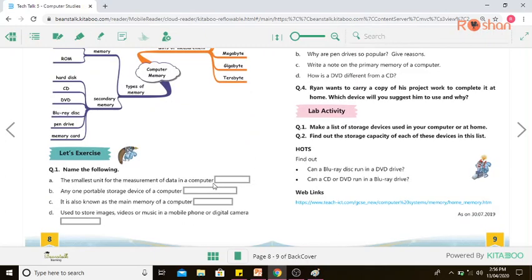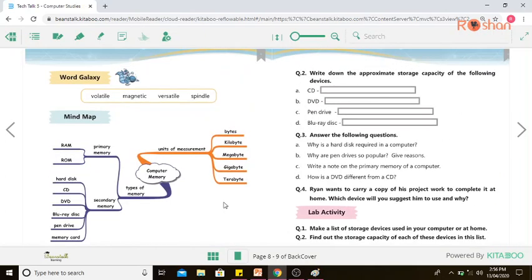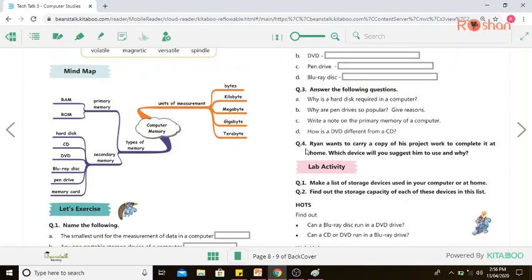Okay. So now in the exercise, first is the fill in the blank question. You just write it in your notebook. Then for CD, DVD, what are the capacities? It's mentioned in your textbook, you write it down. Then question number three, answer the following questions, write down in your notebook. And this is question number four: Ran wants to copy his project work to complete it at home. Which device do you suggest? Which one device do you suggest for Ran to copy data from home to school? So these are very easy questions and a very easy exercise. You just go through it once. If you still face any problem, then you can call me.